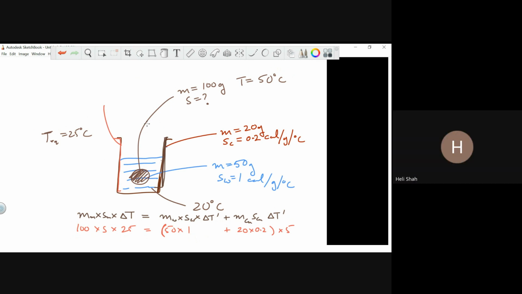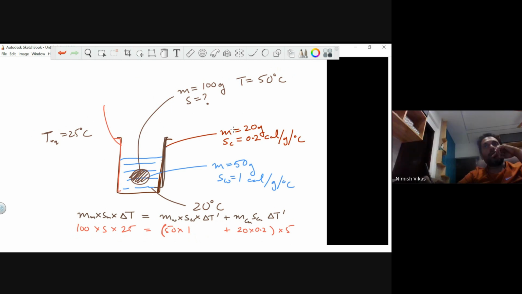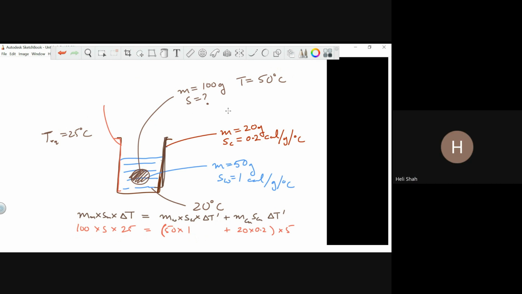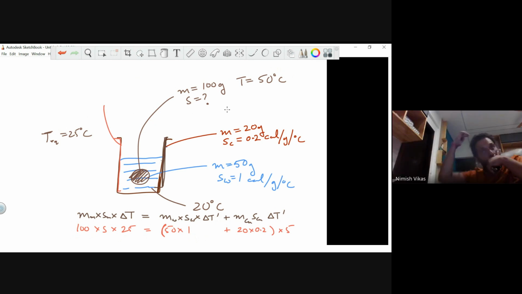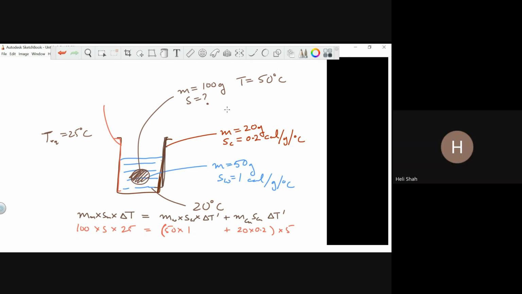The 20-gram copper vessel is as good as, okay, it changes its temperature by 1 degree Celsius when you give so much of heat. So it is as good as so much of water. How much of water? I think it's 50 grams itself. No. 20 grams. Reframe my question.